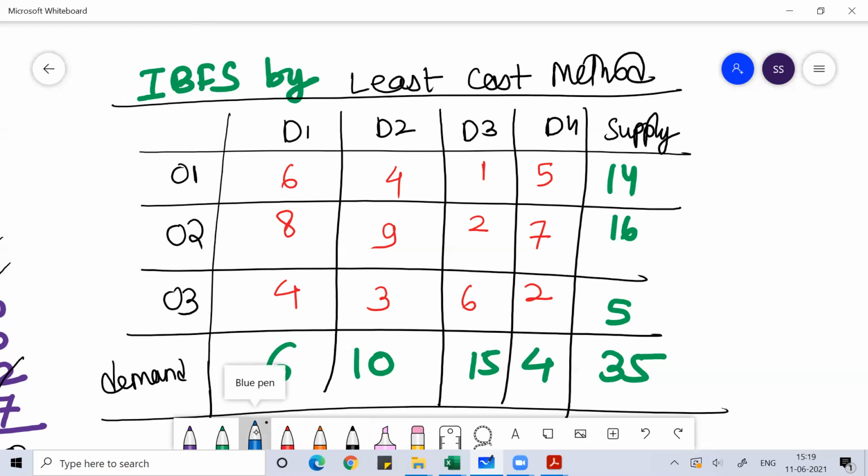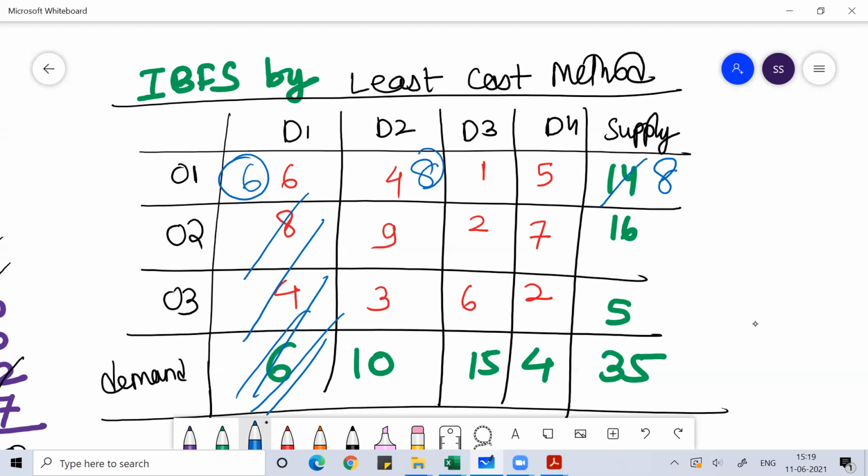Okay, anyone got the answer for this? What is the total cost? You can do it very easily. Put 6 here, and then this is 8. Then just put 8 here. It will be 2. Then put 2 here.